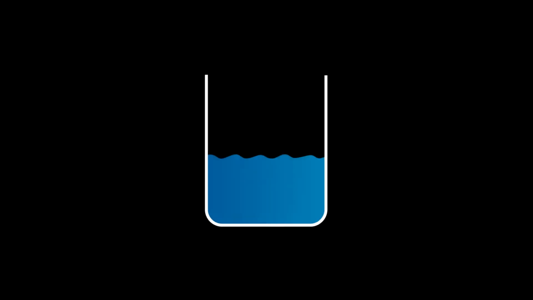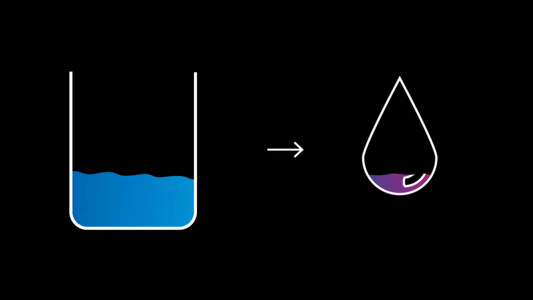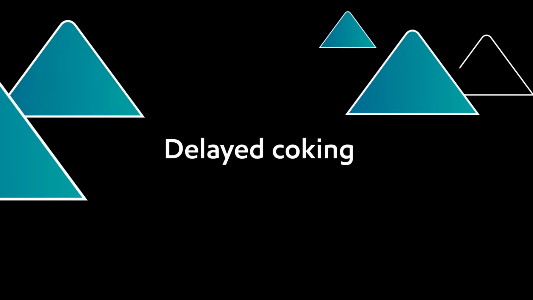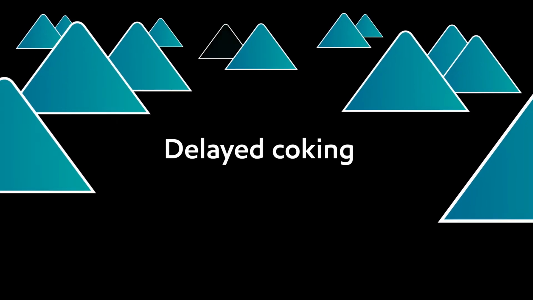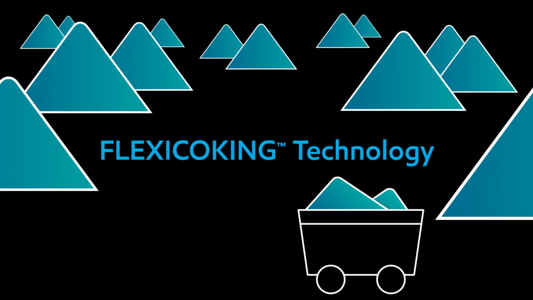Many refiners use a resid upgrading process to convert heavy, low-value feeds into light, high-value liquid products. But these processes, such as delayed coking, can leave behind a lot of high-sulfur, environmentally unfriendly coke you need to store or dispose. ExxonMobil's Fexicoking technology allows you to coke without the coke.